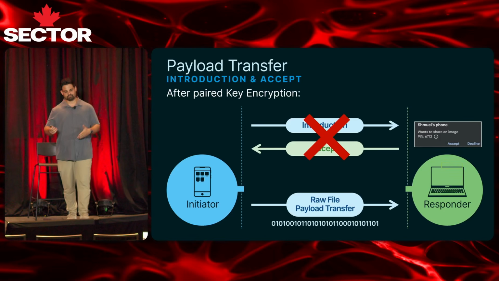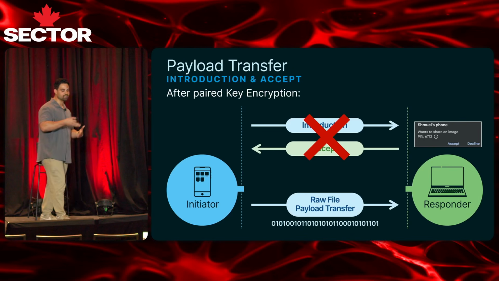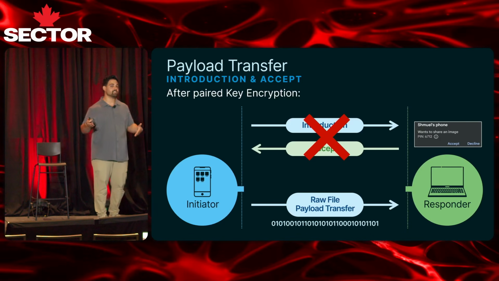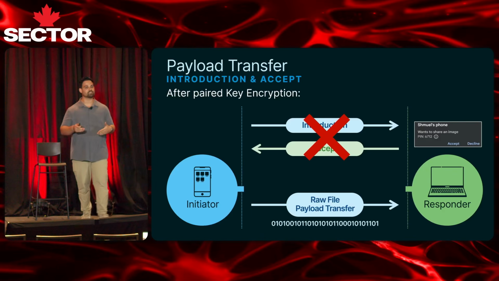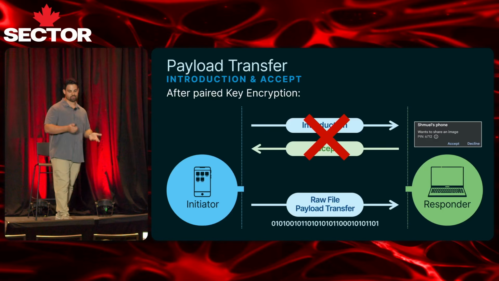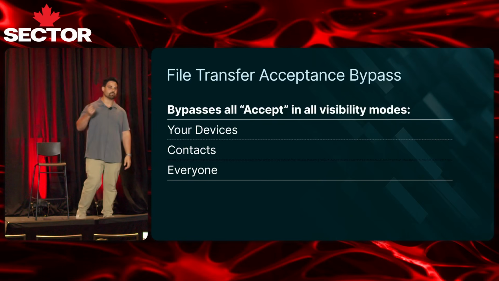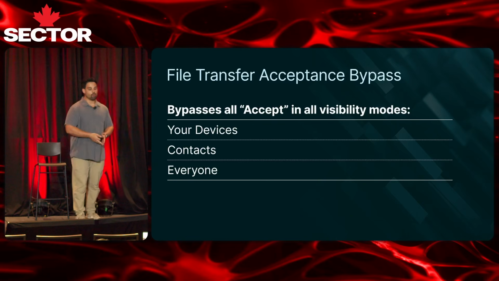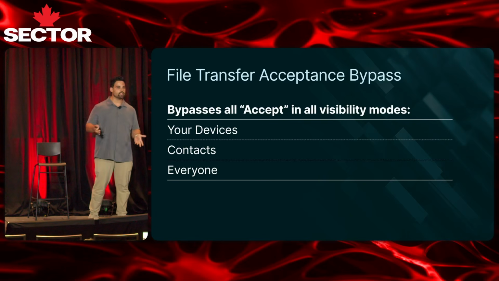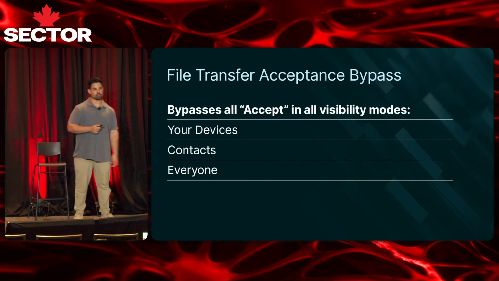Do we need it? And apparently, we found out that if we simply send a payload transfer packet with the raw file over it, then the responder just successfully receives it and writes it to disk, to the downloads folder, without any need for acceptance from the user. So this was pretty crazy. And not only that, this also bypassed any device visibility modes. It didn't matter which device visibility mode the target device was set to. We could send a file immediately to the downloads folder of the victim, both on Windows and Android.